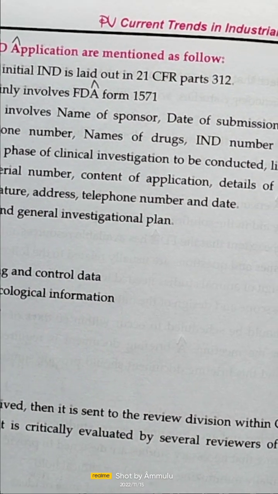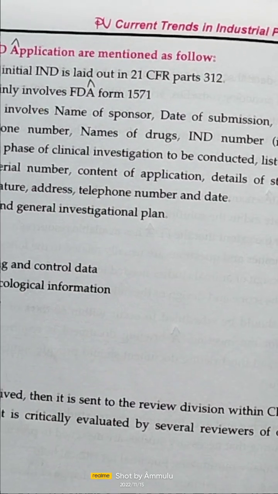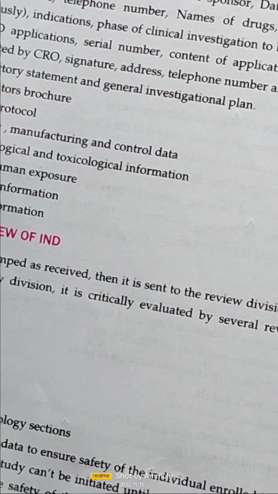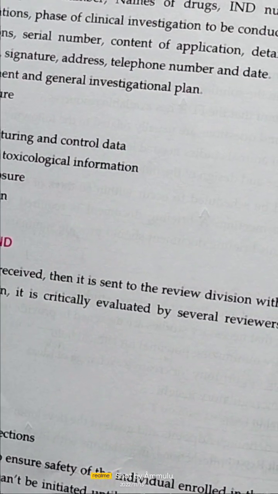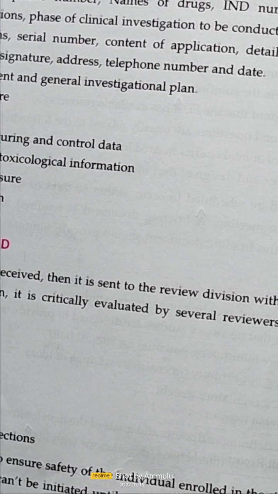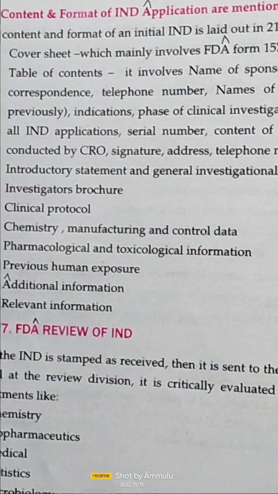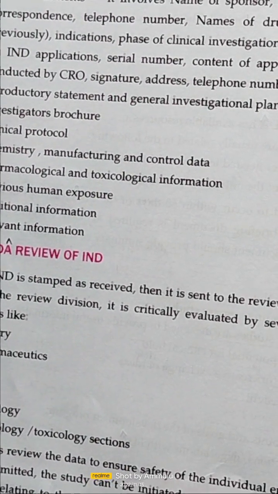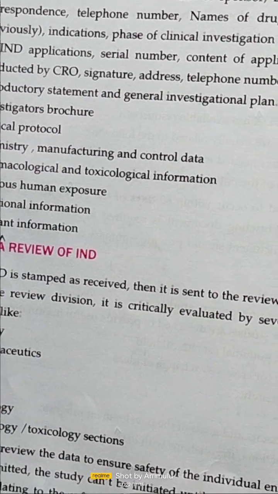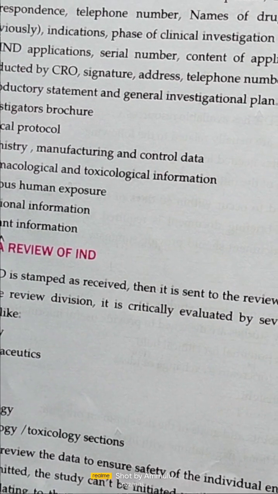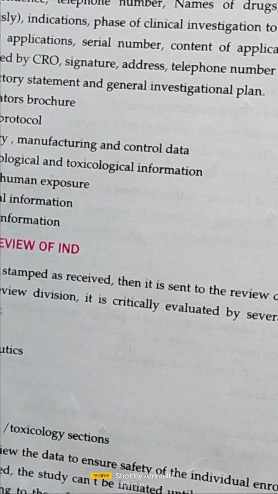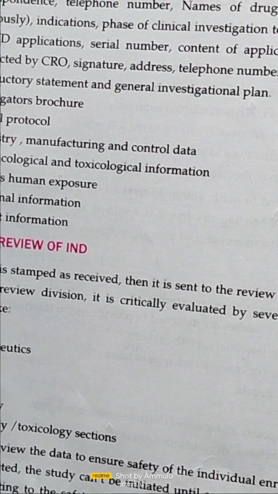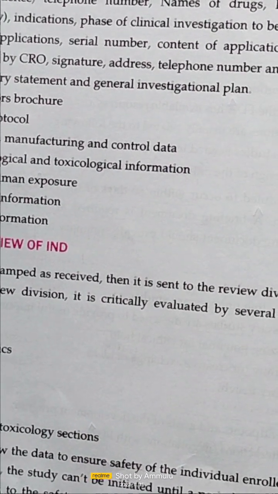It involves the name of sponsor, date of submission, address of correspondence, telephone number, name of the drug, IND number, indicators, phase of clinical investigation, list number of IND applications, serial number, application content, detailed study, details of the study to be conducted by the CRO, signature, address, telephone number, date. These are the contents which are included in the table.